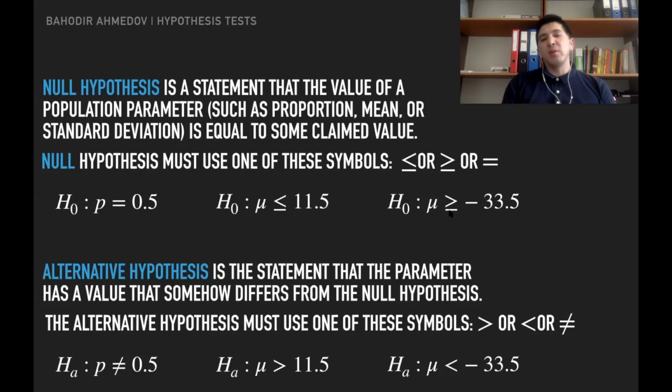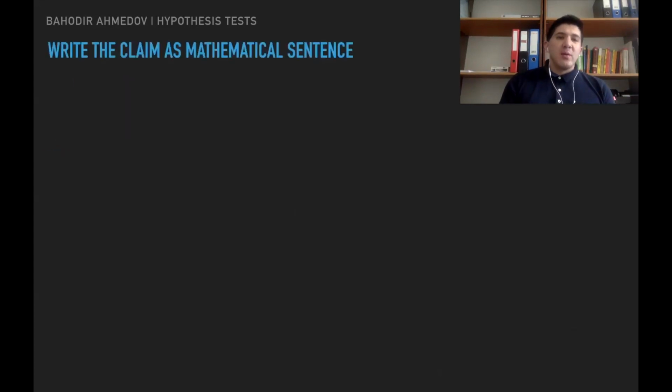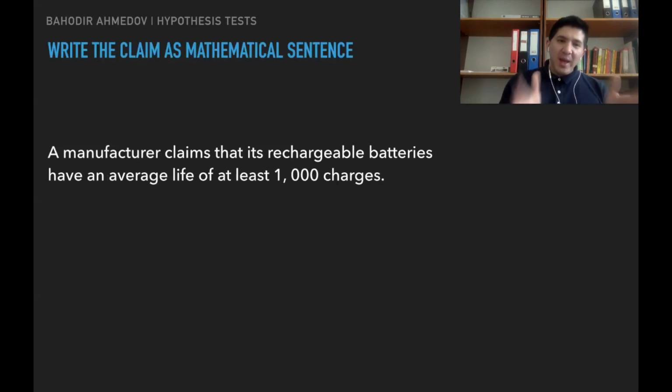And for the last one, when mu is greater or equal to minus 33.5, the alternative hypothesis is going to be mu less than minus 33.5. So the null hypothesis is kind of the complement to the alternative hypothesis. And later on, we will see that if the null hypothesis is true, the alternative is going to be false, and vice versa.